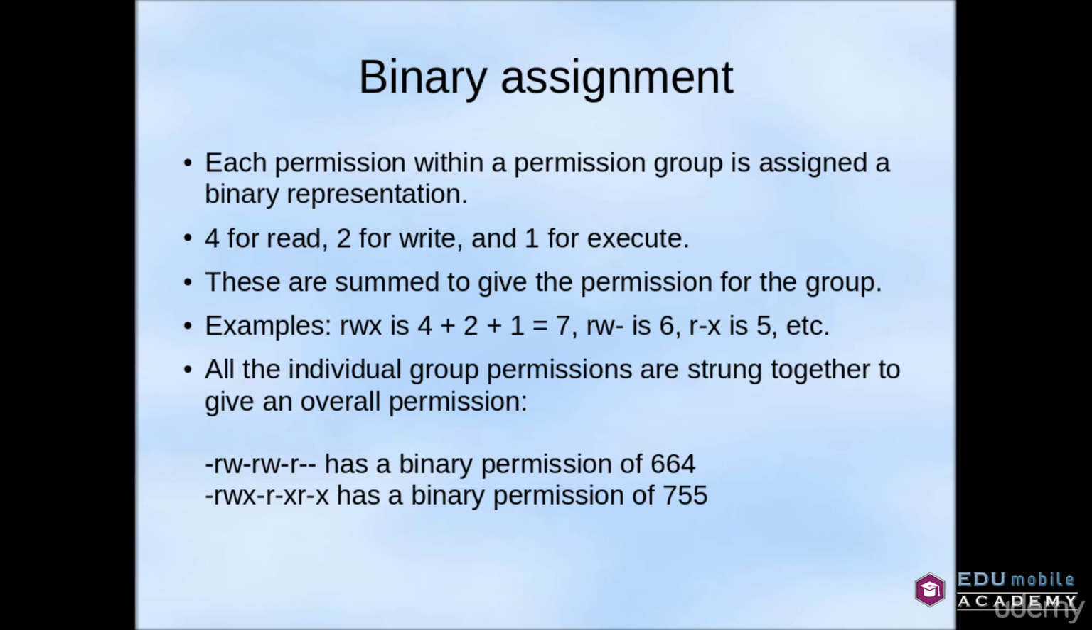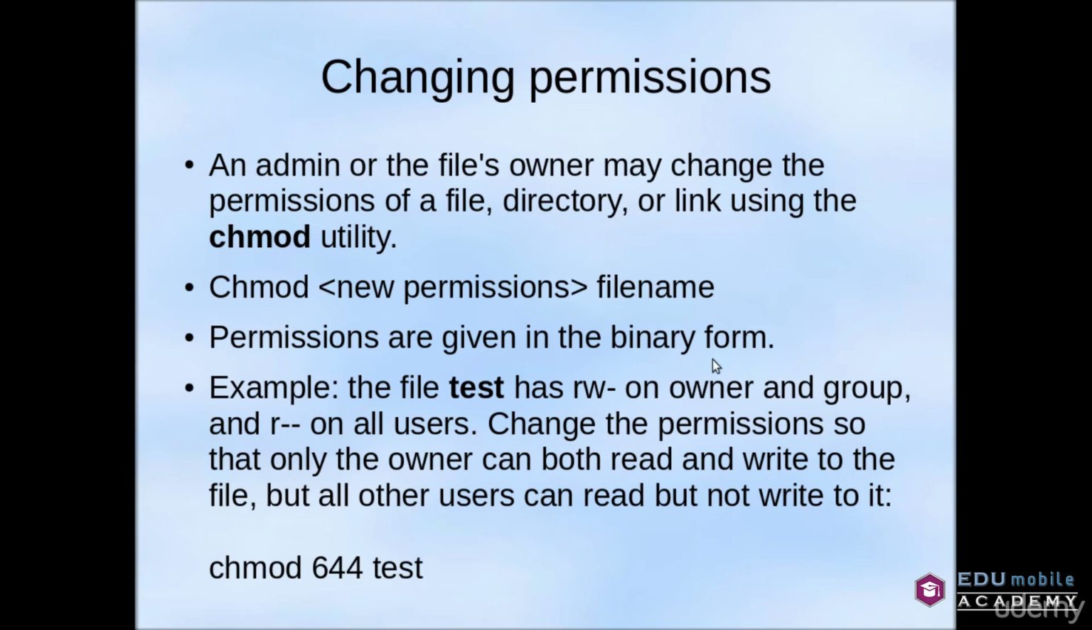So how do we assign permissions? We change a permission by using the chmod utility, change mode. An admin or the file's owner can change the permission of any file or a directory or a symbolic link using the chmod utility. The way we use this is chmod and then the new permissions given as that binary string we just talked about, and then the file name. So we are modifying this file with this set of permissions. And that overwrites the existing permissions on the file.